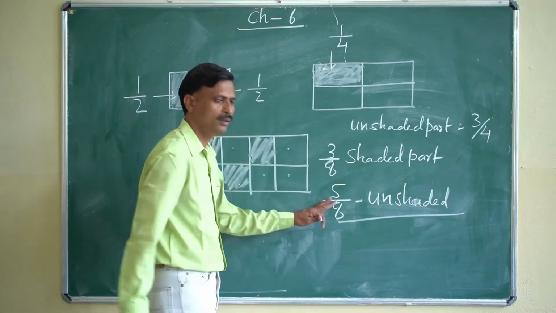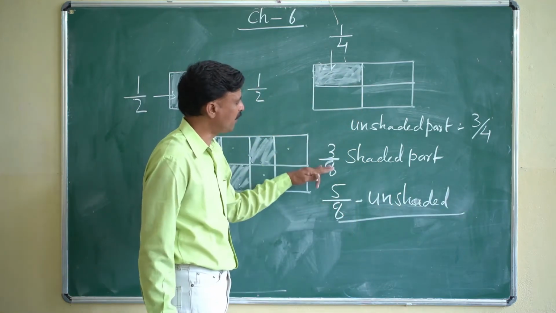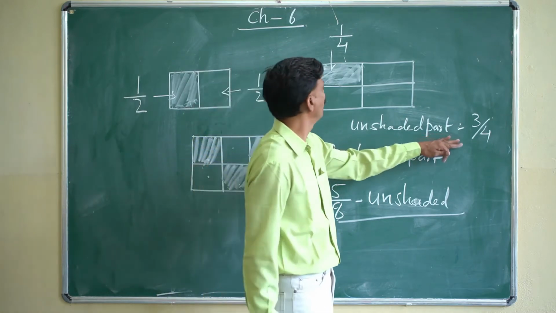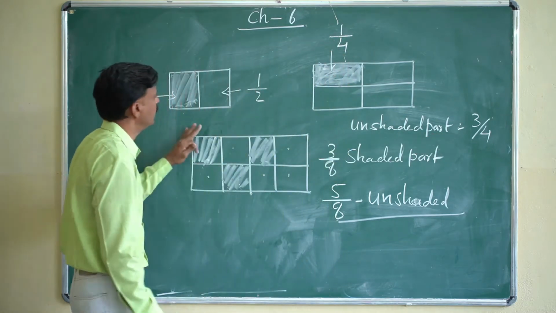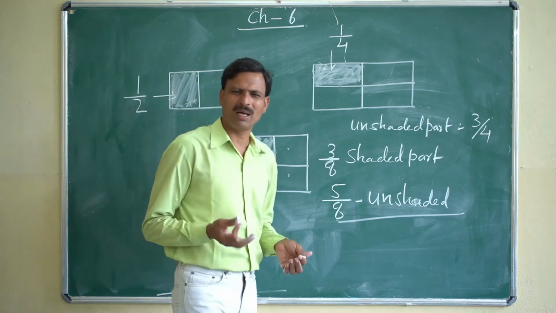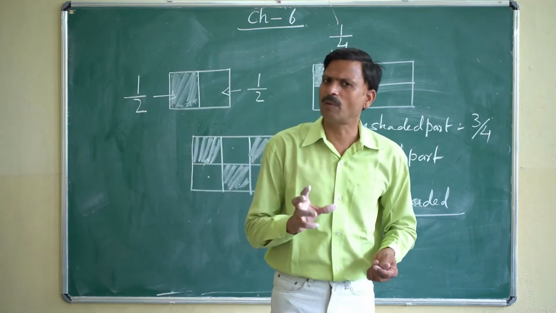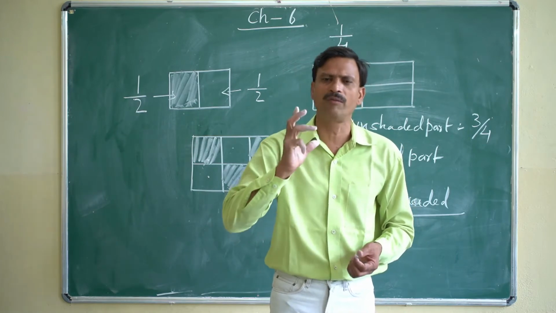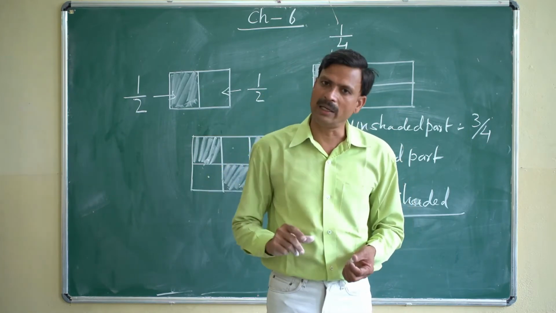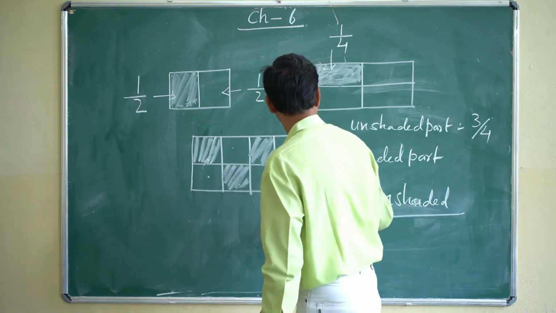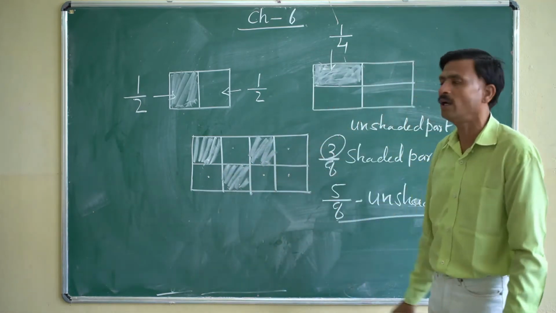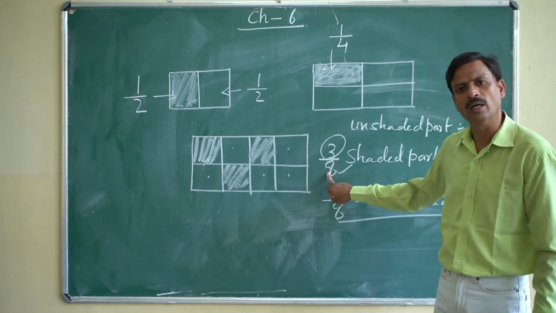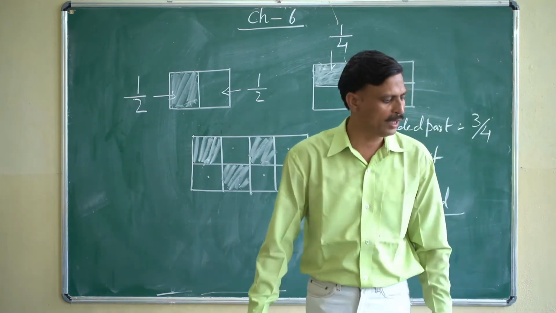So clear? So this type of number, 5 by 8, 3 by 8, 3 by 4, 1 by 4, 1 by 2, 9 by 7, whatever, this type of number is called the fraction. So fraction is a composition of numerator and denominator. This upper number is called the numerator and the lower number is called the denominator. Okay.